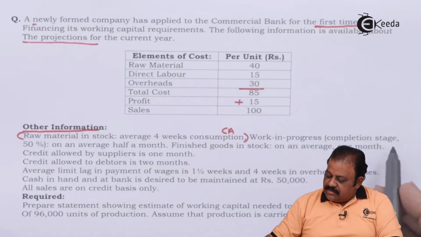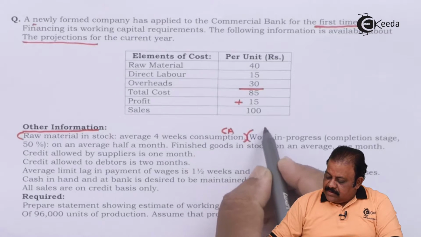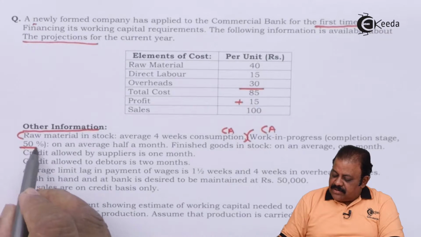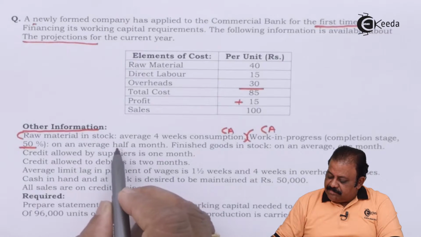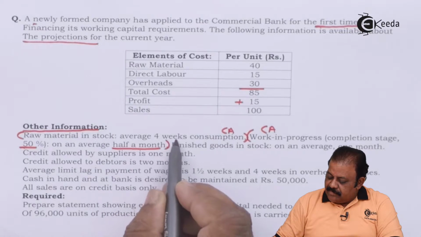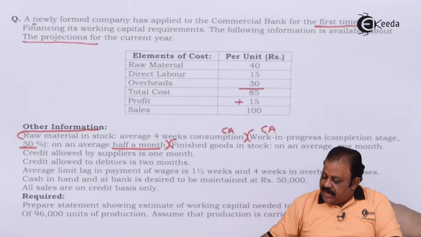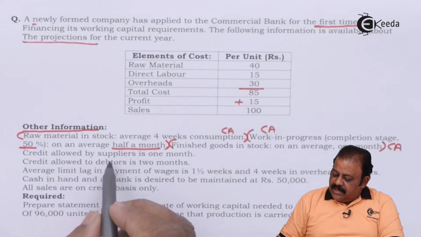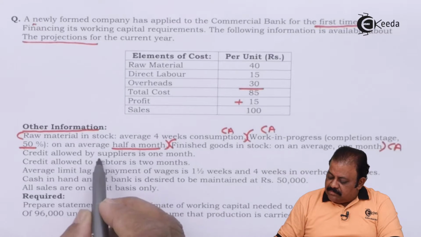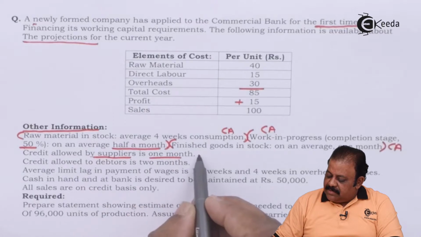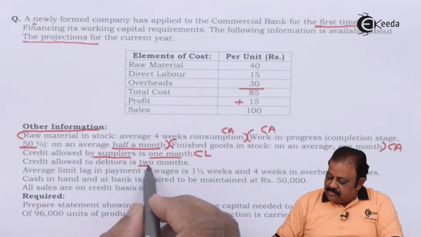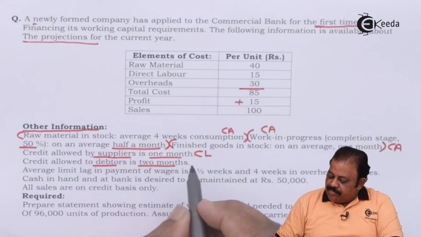Work in progress, this is also part of current asset. Completion stage 50% on an average half month. Finished goods in stock on an average 1 month. This is also part of current asset. Credit allowed by suppliers is 1 month. Suppliers credit means it's current liabilities. Credit allowed to debtors is 2 months. Current asset.